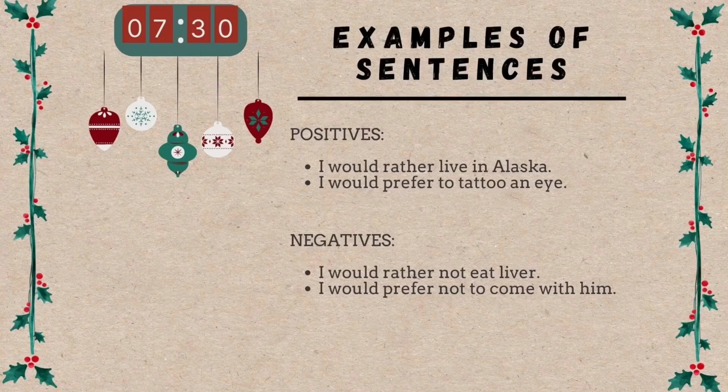Some examples of sentences with rather and prefer are positives. I would rather live in Alaska. Prefiero vivir en Alaska. And I would prefer to tattoo an eye. Preferiría tatuarme un ojo. And negatives. I would rather not eat liver. Preferiría no comer hígado. And I would prefer not to come with him. Preferiría no ir con él.